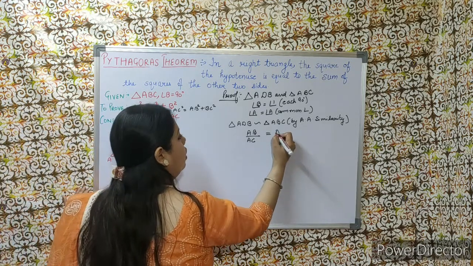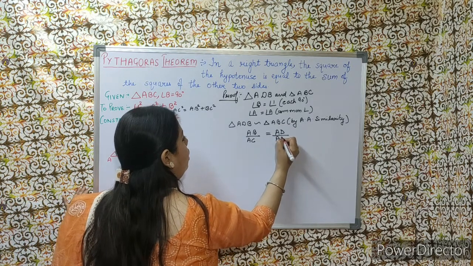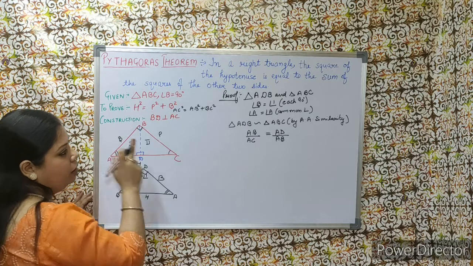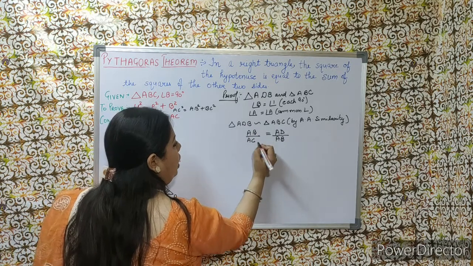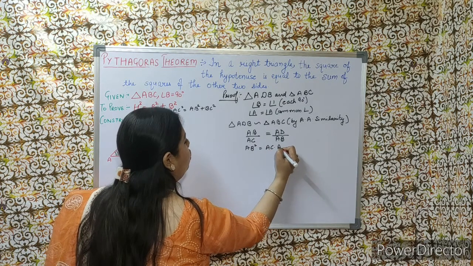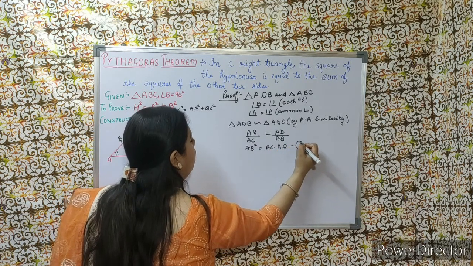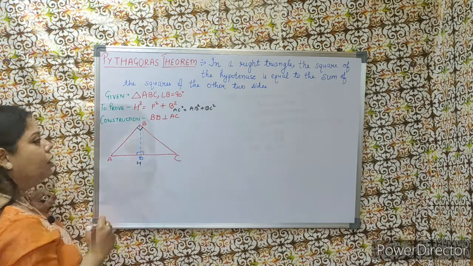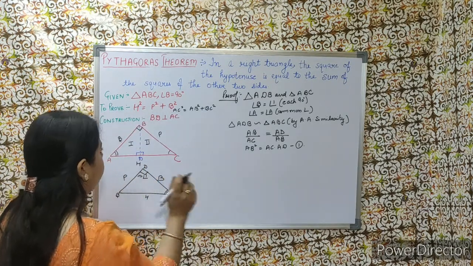So AD upon AB, its base is AD, its base is AB. After cross multiplying, I will get AB square is equal to AC into AD. Here my first part of the theorem is finished. Now let's start with the second part.